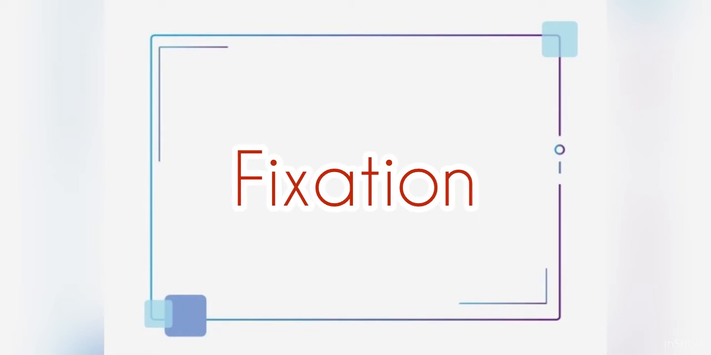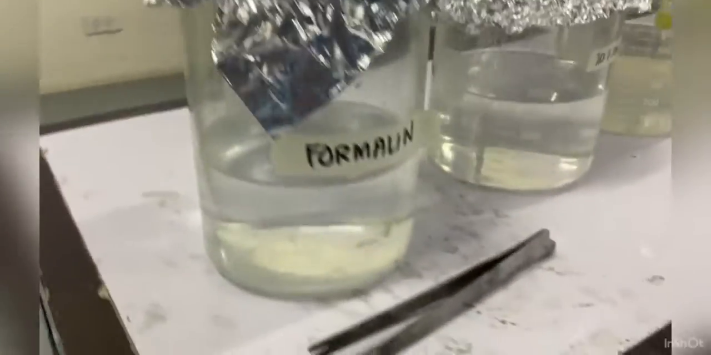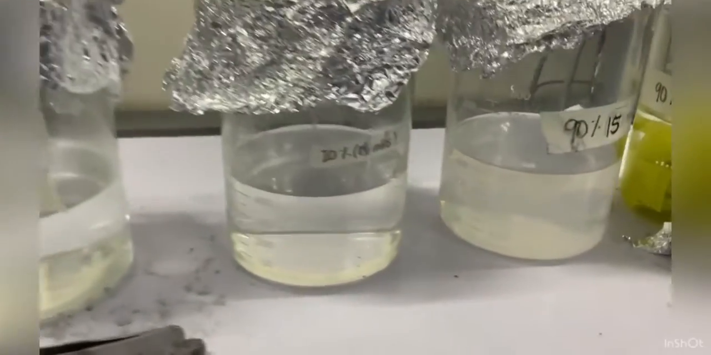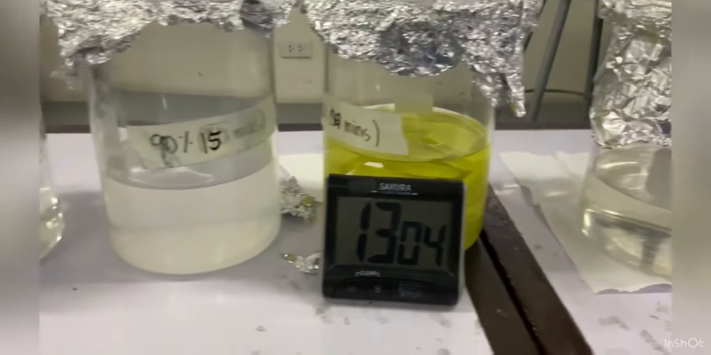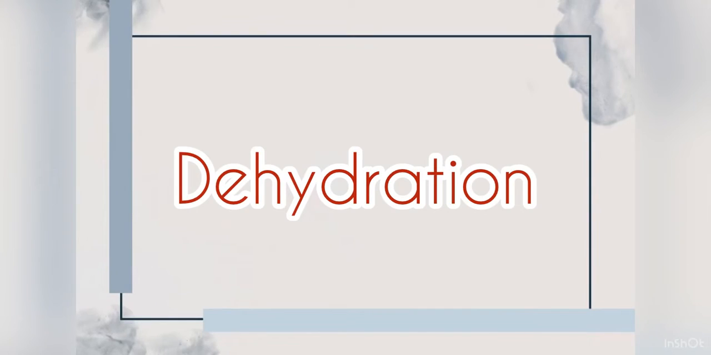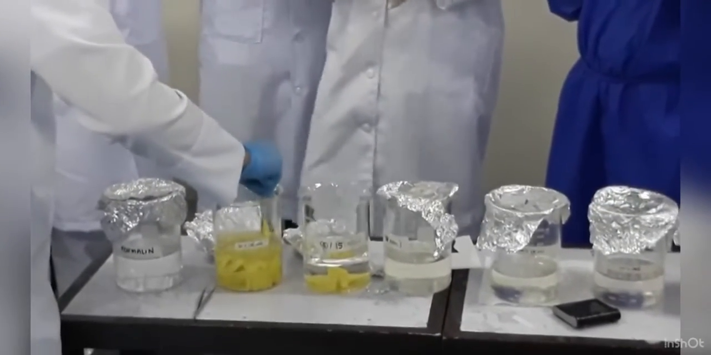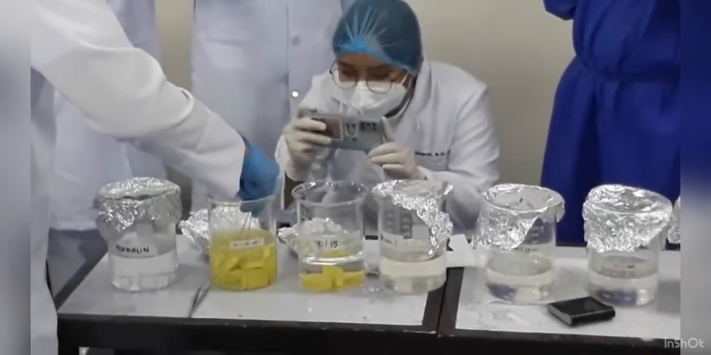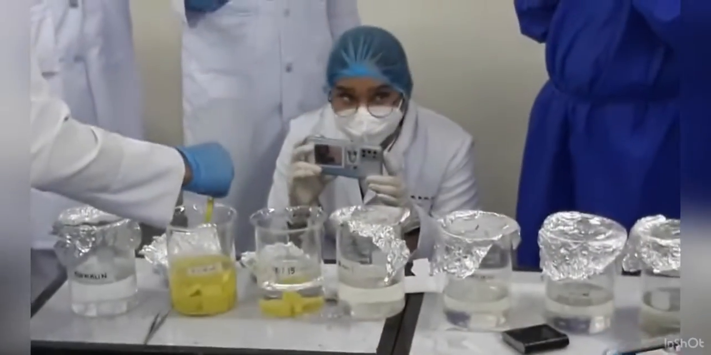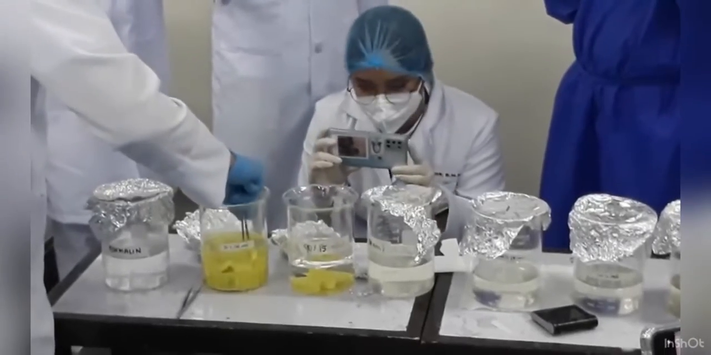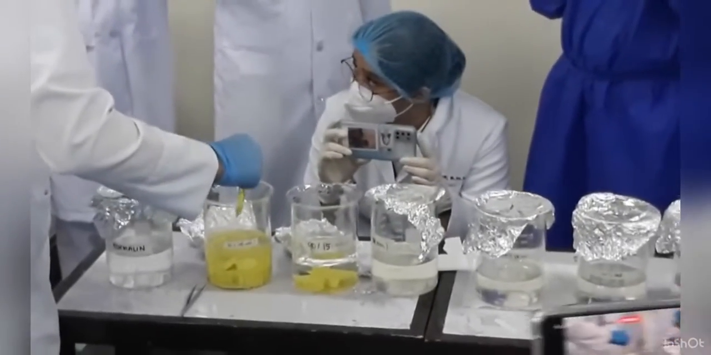After accessioning, next is fixation. The most ideal and most common fixative is 10% neutral buffered formalin. After fixation is dehydration. Leave the tissue sample in a 70% ethanol for 15 minutes.